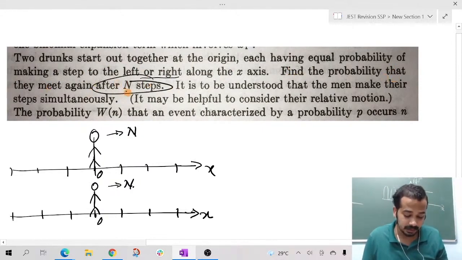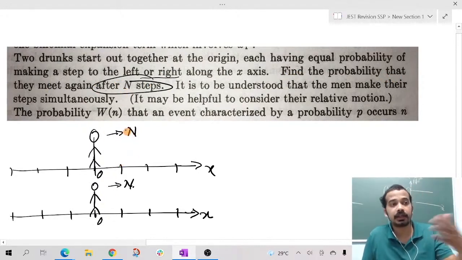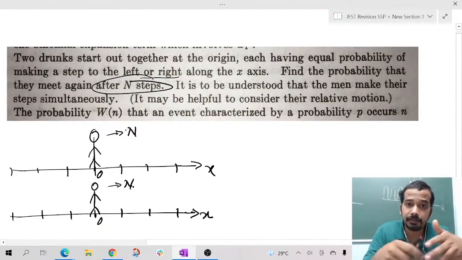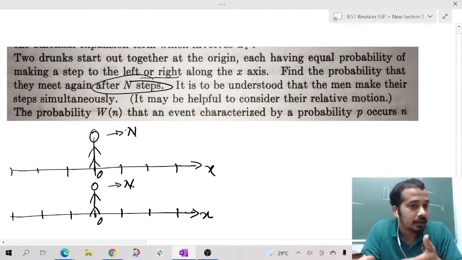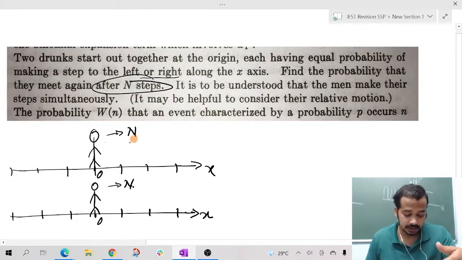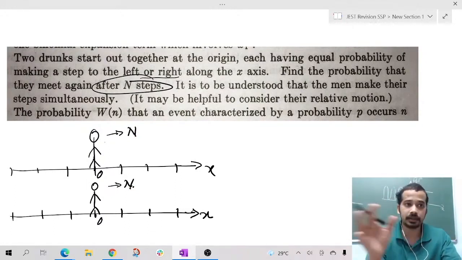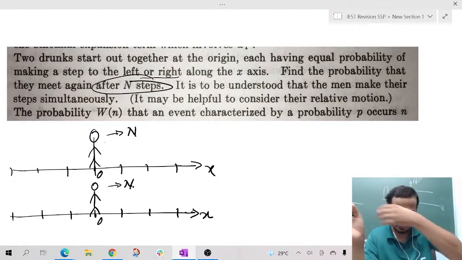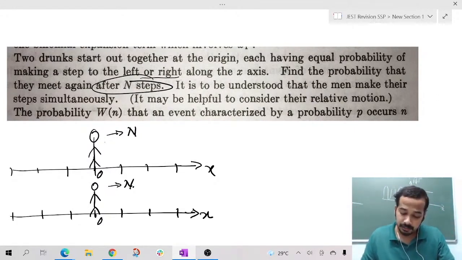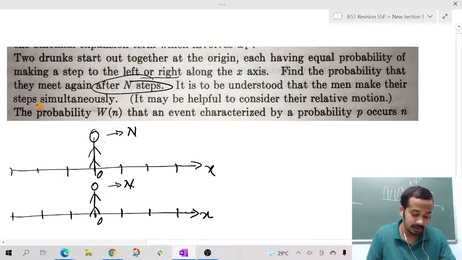Okay, after n steps means not that the total number of steps is n. Each of them is taking n steps, and each of them is taking steps together. So if n steps happen together, that means he is taking n steps, and he is taking n steps. That is the meaning. Individually they are taking n steps and n steps. That is the basic idea. It is to be understood that they make their steps simultaneously.